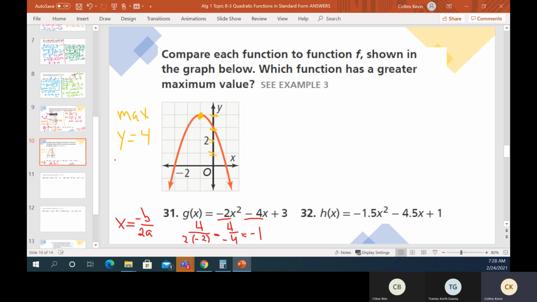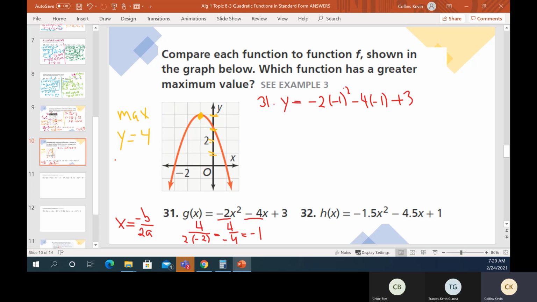Okay, so to figure out the vertex of this guy, we have to plug in a negative 1 into our function. So I'm going to bring 31 up here since we have a little more room to work. All right, so remember g of x is the same as saying y. So y in this case is going to be minus 2, and then instead of x squared, we're going to have minus 1 squared. And we have minus 4 times minus 1. And then a plus 3.